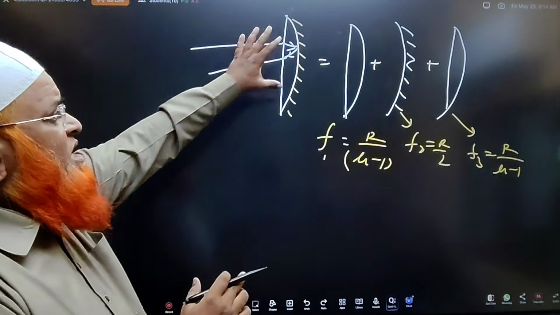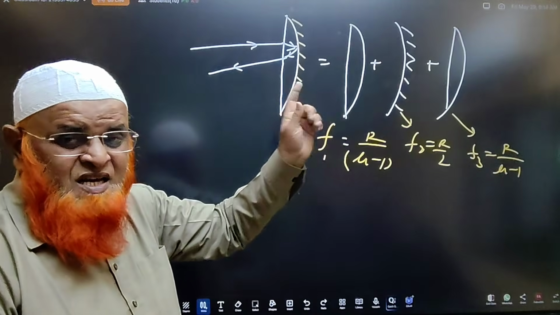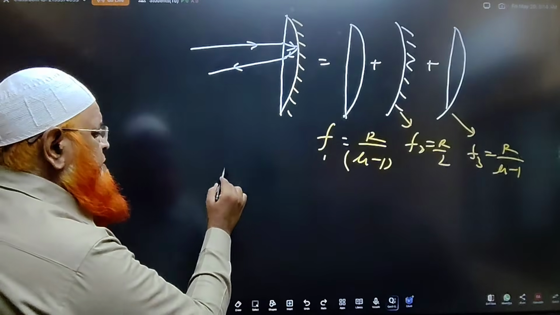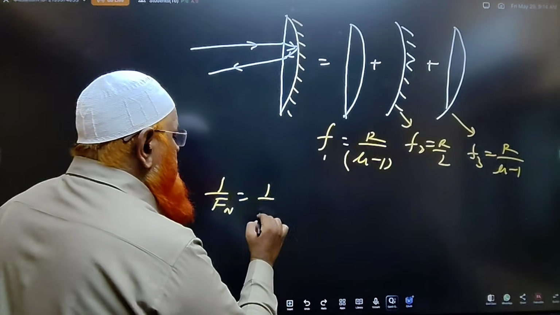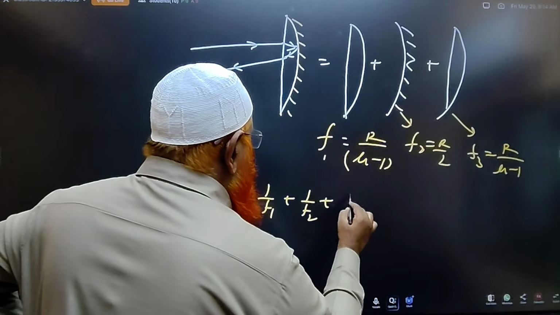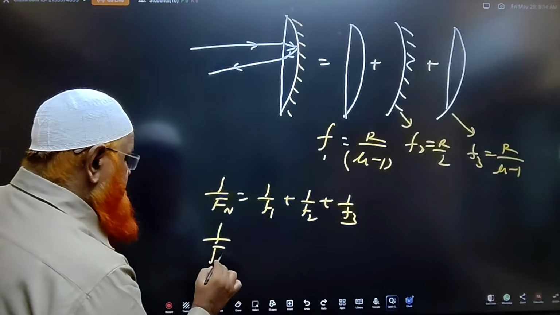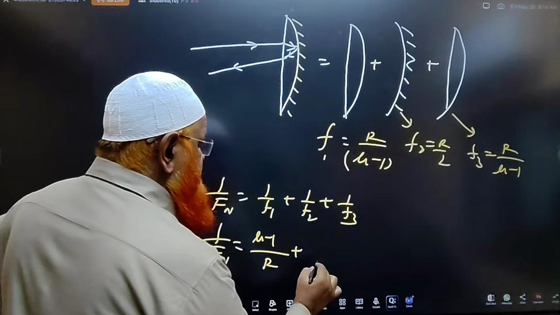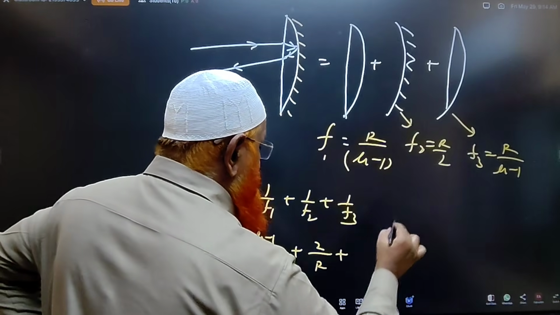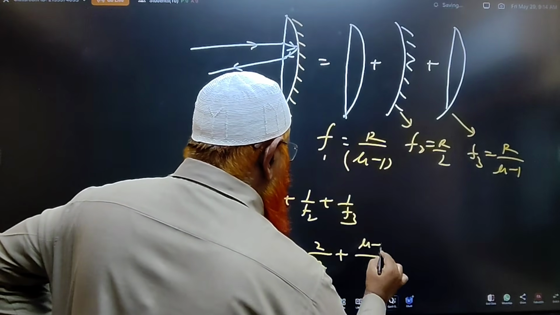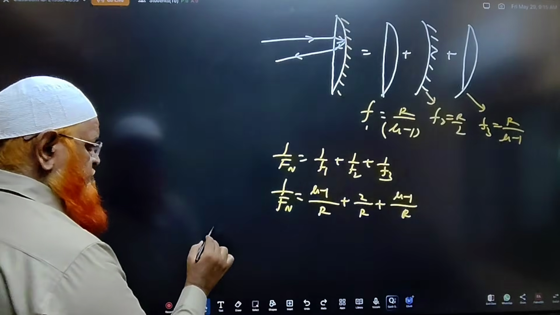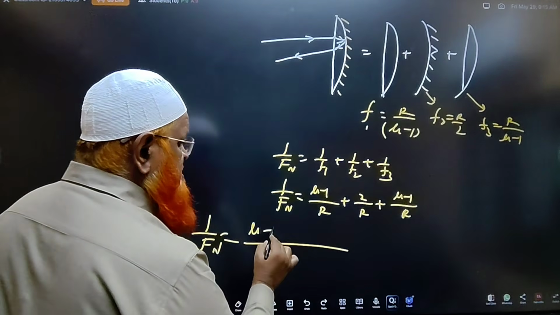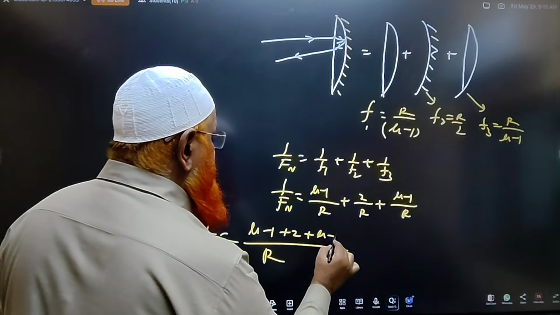So what is the net focal length of a plano-convex lens whose convex surface is painted? What is going to happen now? 1 by f net is equal to 1 by f1 plus 1 by f2 plus 1 by f3. 1 by f1 means how much? R by (mu minus 1), plus r by 2, plus the third one r by (mu minus 1). So simplify all these. If you simplify, f net is equal to r over the LCM common, mu minus 1 plus 2 plus mu minus 1.